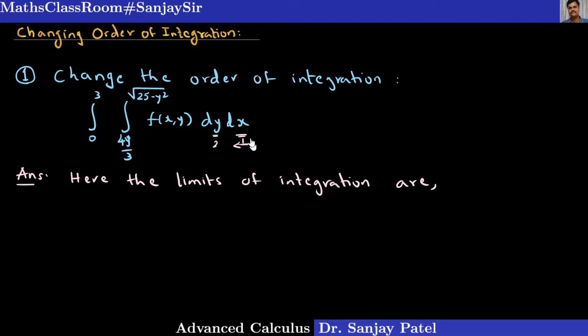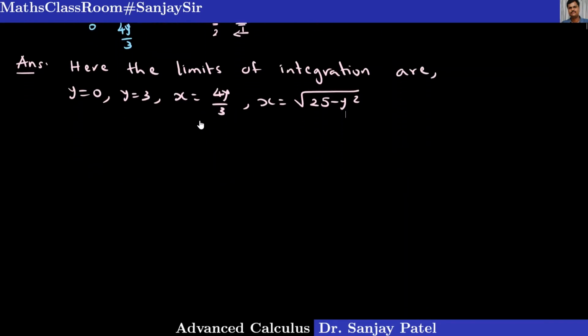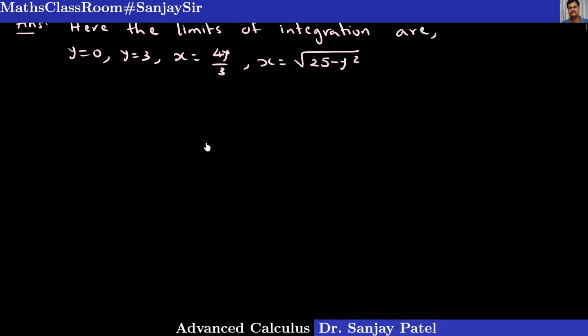See, this is integrated with respect to x first, so these are the limits of x. So x is equal to 4y by 3 to this, and these are the limits of y equal to 0 to 3. So I can write the limits of integration are y equal to 0, y equal to 3, x is equal to 4y by 3, and x is equal to square root of 25 minus y square. Now we want to first draw the region of integration, which is bounded by these four curves.